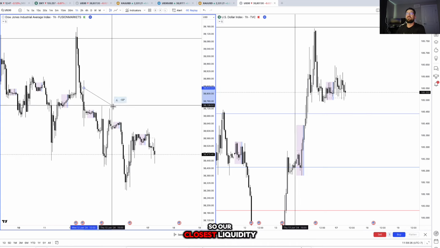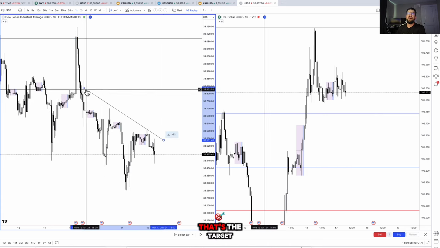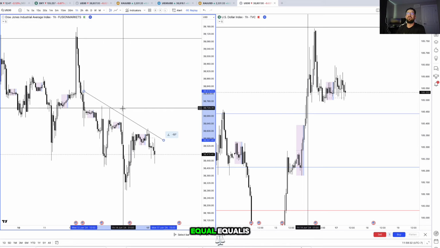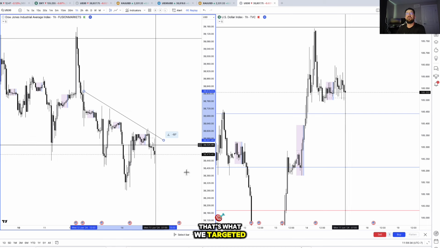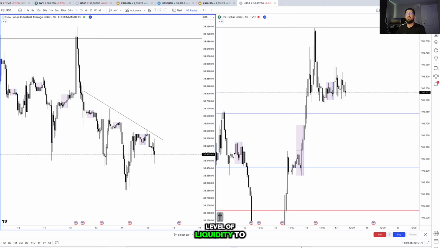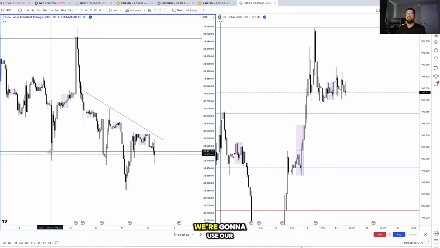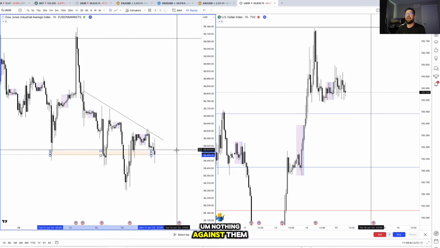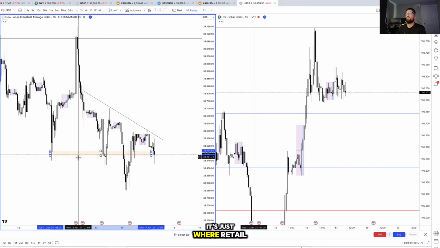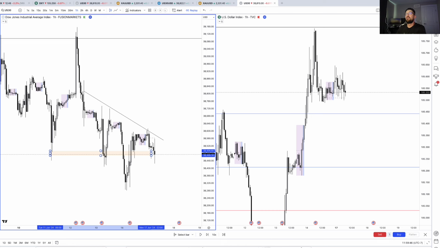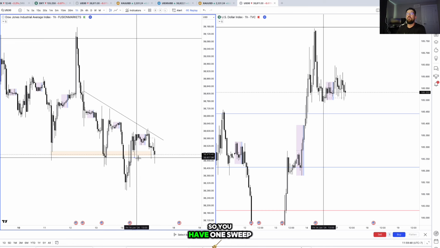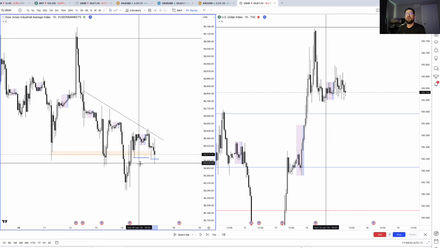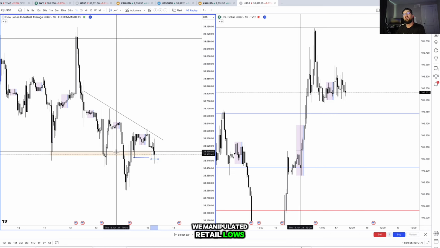So our closest liquidity is here. That's the target. So these two wicks are relative equal highs. That's what we targeted. Now I need a level of liquidity to go up. In this case, we're going to use our good support and resistance friends. Nothing against them. It's just where retail stops lie. So you have one sweep, two sweep. I can buy this. We've manipulated retail lows.